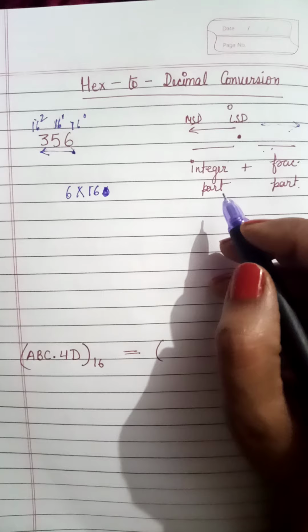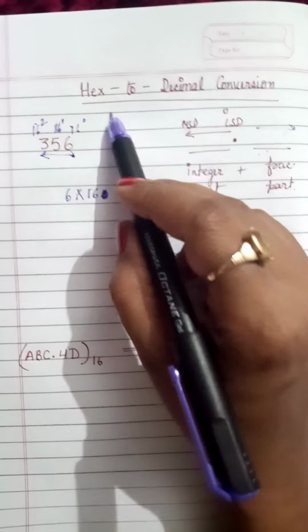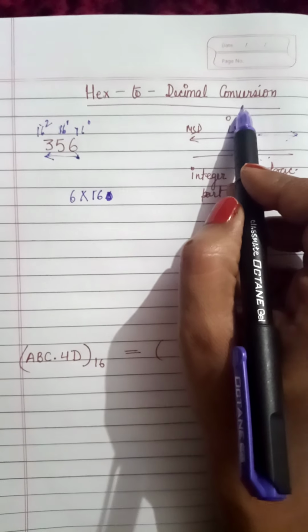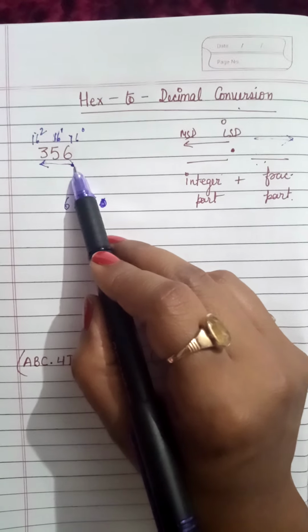In this video we will do hexadecimal to decimal conversion as well as hexadecimal to binary conversion. Firstly we will do hexa to decimal conversion. In this conversion, suppose the number is 356.